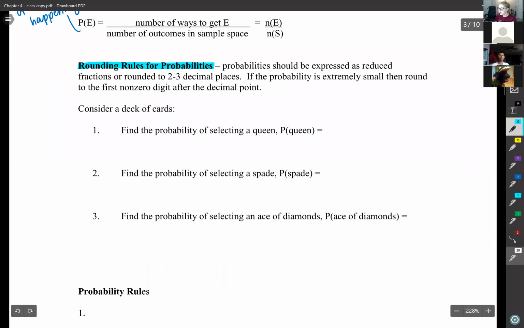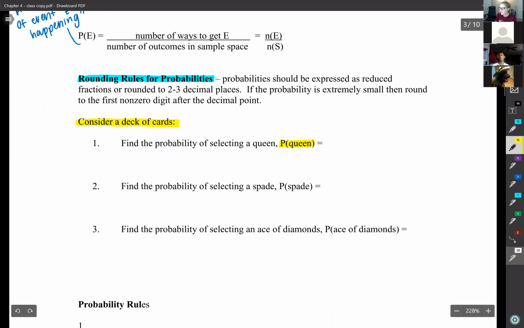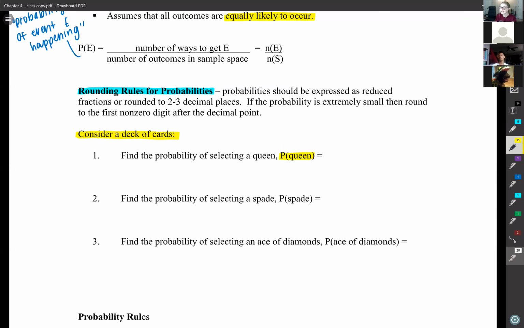Okay, let's do some examples here. Consider a deck of cards. The first question is, find the probability of selecting a queen. If you pick one card out of a deck, what's the probability that you would pick a queen? As we talked about, this is written as P of queen, the probability that you select a queen. The numerator is the number of ways to get E. So we have to ask ourselves, what's the number of options for picking a queen? How many queens are in a deck?